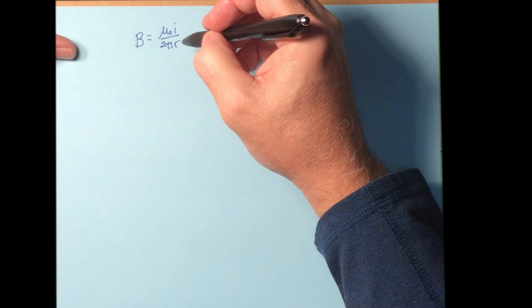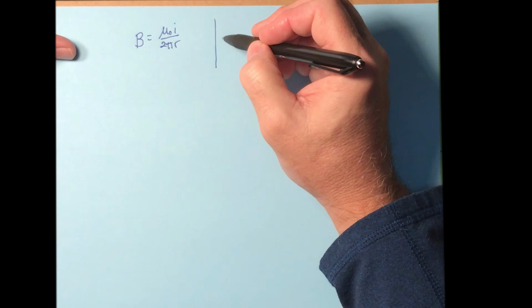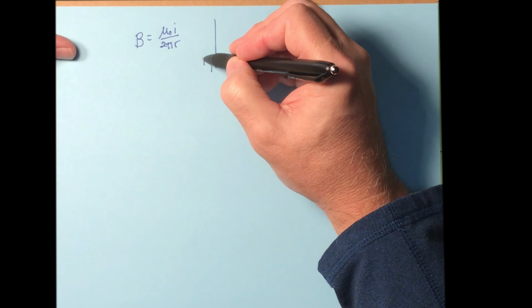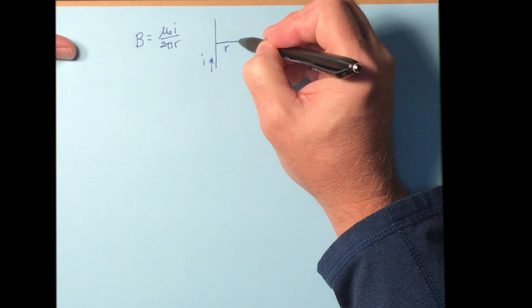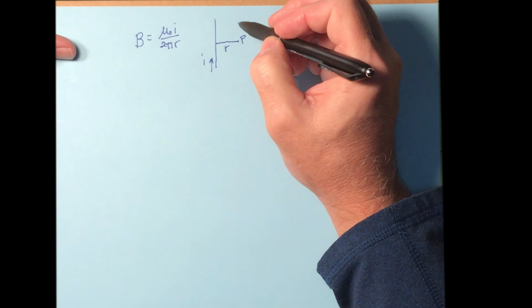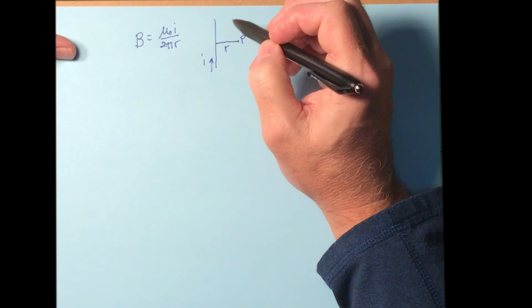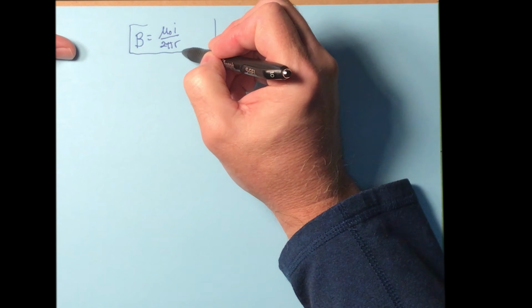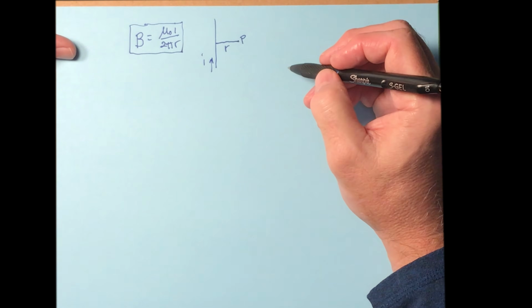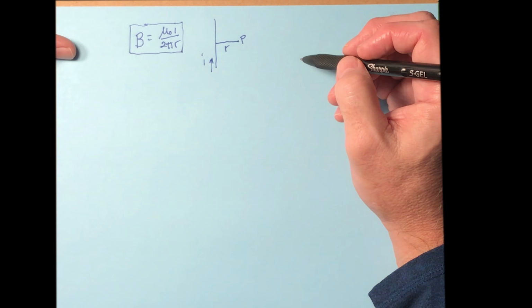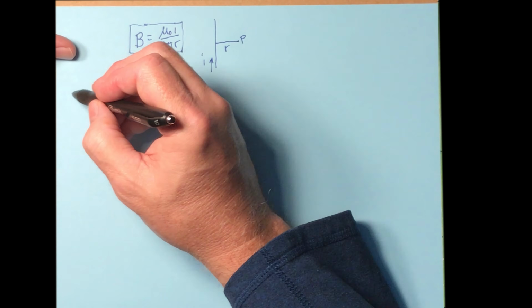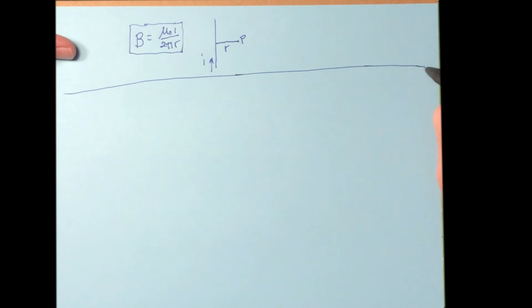The idea was that here's this long straight wire, it's carrying a current I in that direction, and out here some distance r away at a point P, the strength of the magnetic field is given by this equation. We derived that in a previous video using the Biot-Savart law. Now we're going to derive that same expression, but we're going to use Ampere's law.